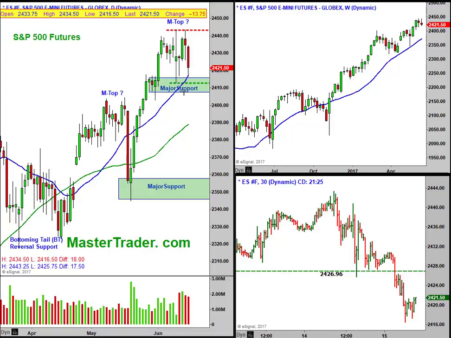And now the question is, is this just a trading range prior to new highs? Or does it break lower? So, I put up here M-top, question mark, maybe. Weekly chart is still in an uptrend. So the power is with buyers.